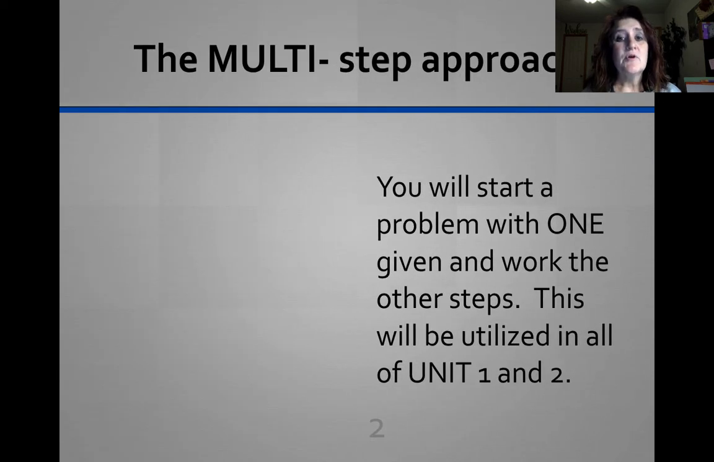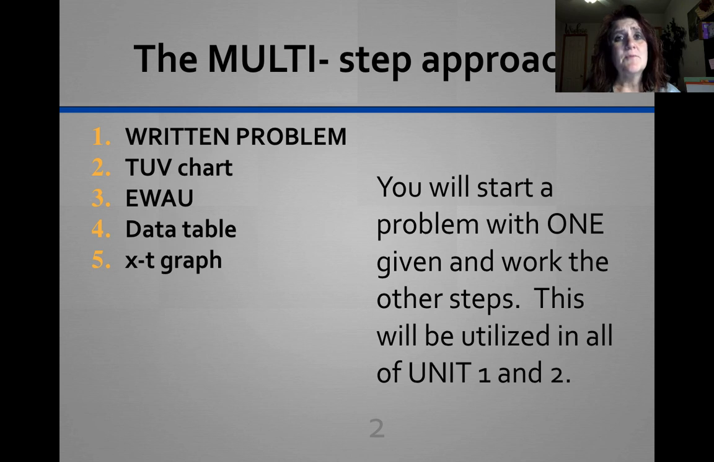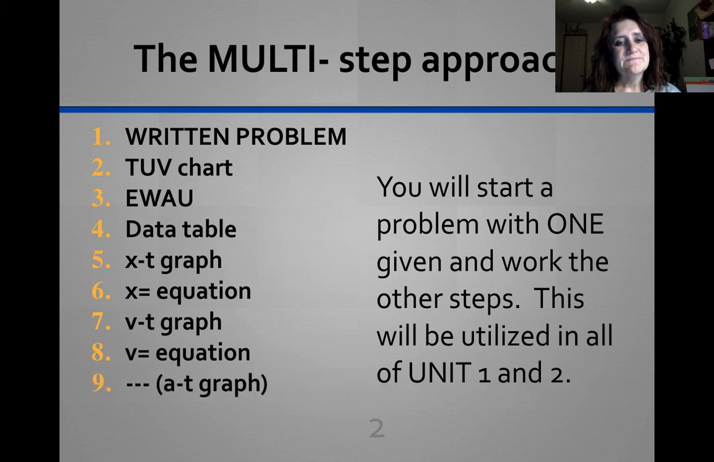So this is a multi-step approach. You'll start a problem with one given part and you have to do everything else. So you're going to have to do a written problem, a TUVE chart to go with the written problem, show the equation, the work, the answer, and the units, do a data table. Your data table needs to have a minimum of 2 points, max of 10. You have to do an XT graph, an X equals equation, a VT graph, and a V equals equation. And that's just today. Later on, we're going to add the AT graph and the A equals equation. But that's for next time.